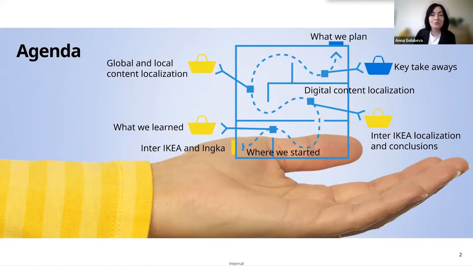So maybe if we move to the next slide. Today we invite you to go with us in our blue and yellow box, where we will start with a bit of introduction: where we are, and what is the history behind the different IKEA organizations. What did we learn in our journey of localization and the different approaches that we took? What would be the conclusions from the Inter IKEA Group case, learning about digital content localization, and also, as Alessandra mentioned, what happens with other global and local content localization? What are the key takeaways at the end of this webinar, and looking a bit into the future, what do we plan for? That's a little bit of the journey that we will take you on today.